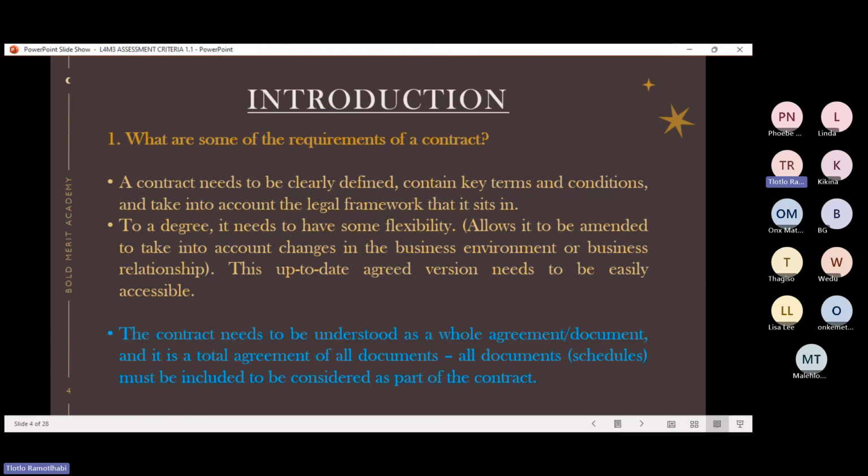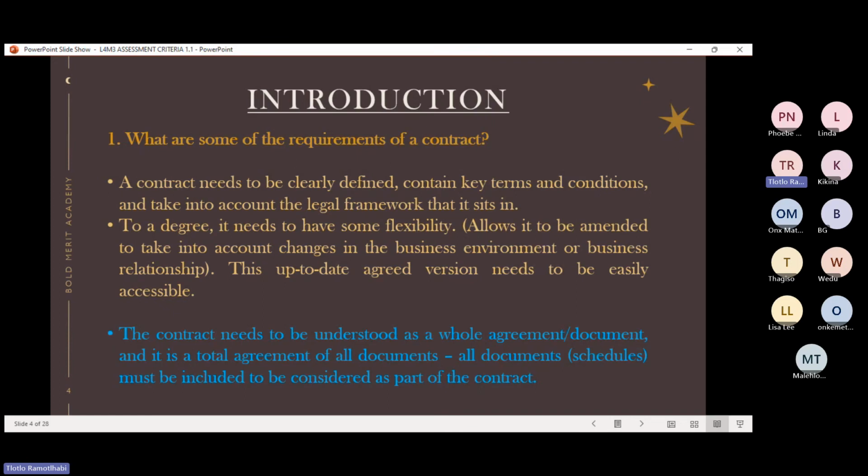By so increasing the duration of the contract, you are amending the contract itself, because the duration is part of the contract. The contract needs to be understood as a whole agreement or document, and it is a total agreement of all documents. That is to say, all documents, normally the schedules, must be included to be considered as part of the contract. Just like I was saying, a contract is not a single or 2 or 3 page document. A contract can be as big as 200 pages or more, because of different attachments or different documents that you are going to attach at the end of that contract. So we normally refer to those documents as schedules.